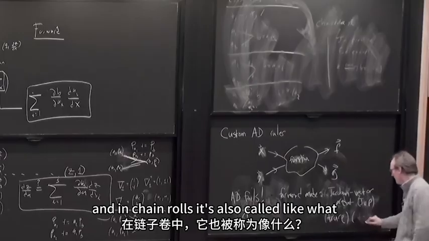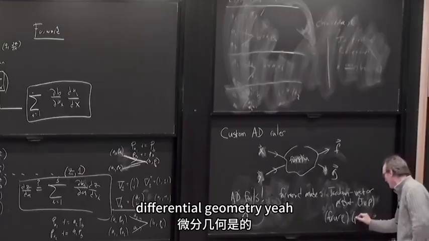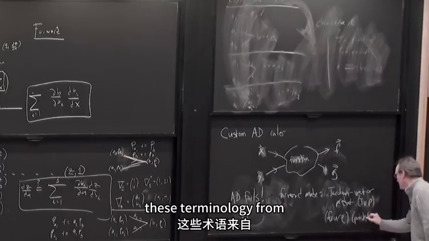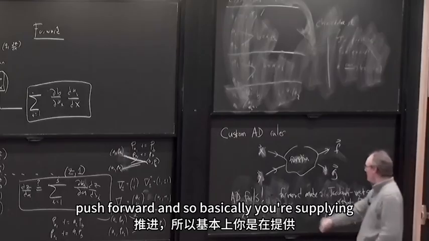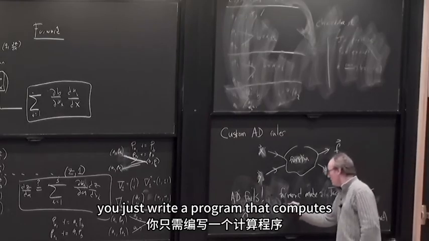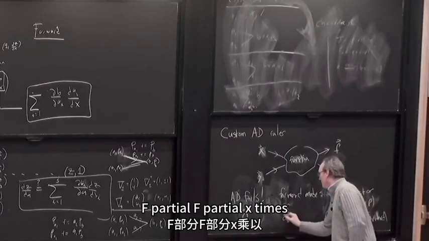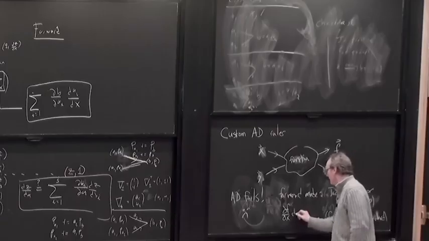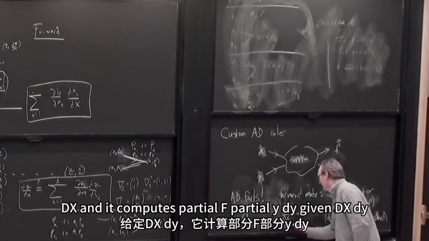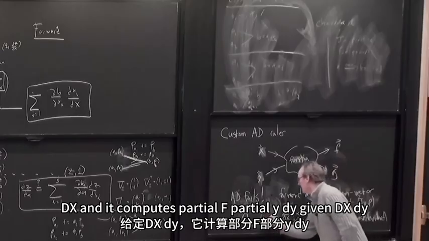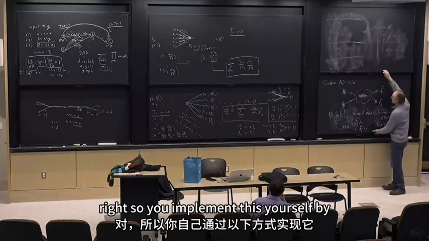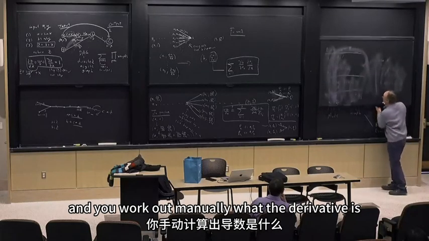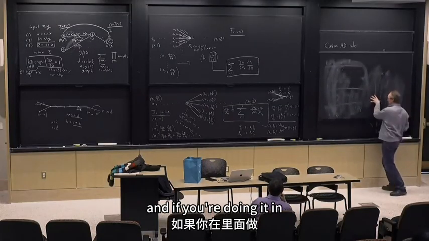In chain rules, it's also called a push forward, I think. Some systems use terminology that comes from differential geometry, and it's called a push forward. So basically you're supplying a program that computes partial f partial x times dx plus partial f partial y times dy, given dx and dy, right? You implement this yourself, working out manually what the derivative is.